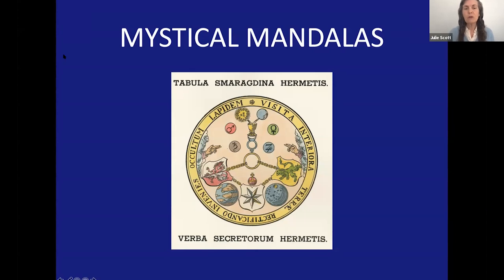And H. Spencer Lewis wanted to make this available to members so that they could focus on these powerful mystical images while they colored them. And we have in the Rosicrucian Research Library at Rosicrucian Park the original that was colored by H. Spencer Lewis. And we've seen many of these that were colored by other members as a meditation practice.